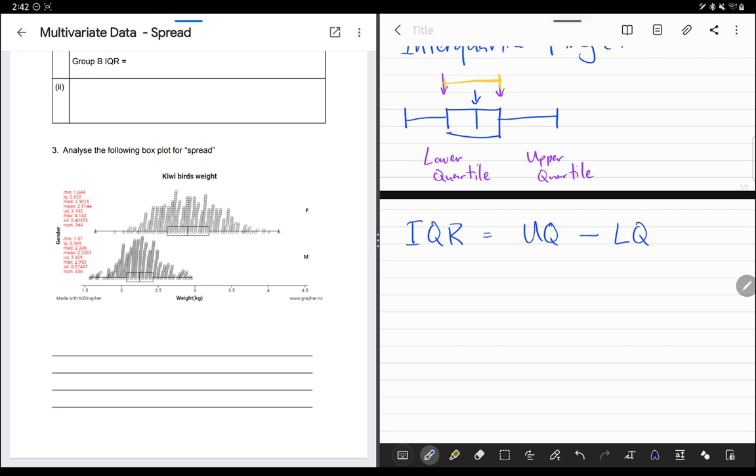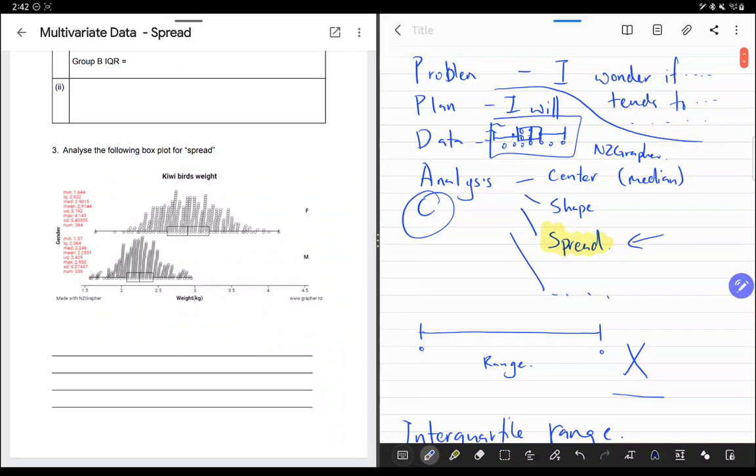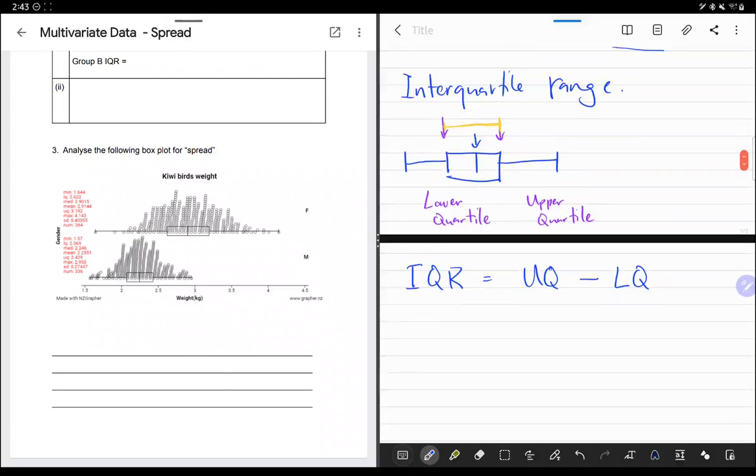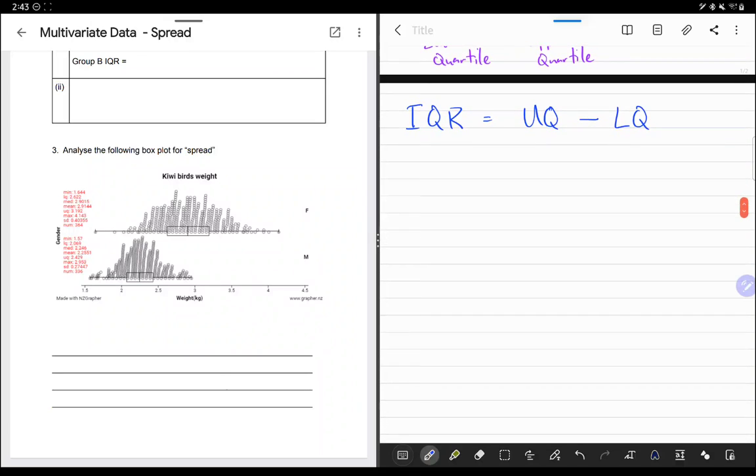All right, so now if we had this data set and we were going through our PPDAT cycle and we reached analysis and we're now talking about spread, what do we say? So, yep, we'd have a title that says spread because we're saying we're going to analyze spread now.